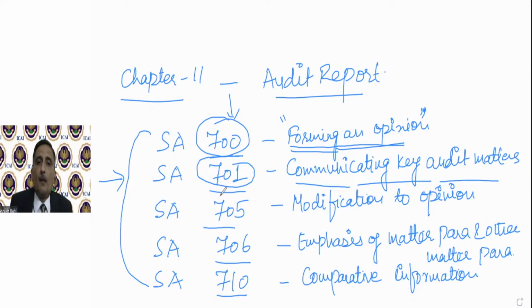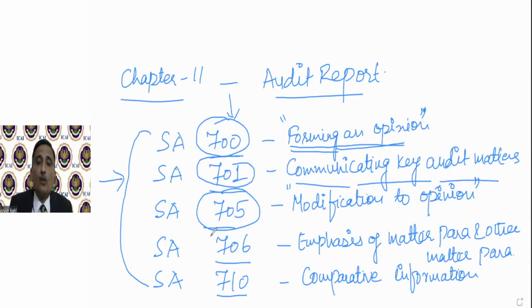We shall also be going through SA 705, which relates to modification to opinion. Say, if the auditor finds that there are material misstatements in financial statements, then how can he modify his opinion? What are the different types of modified opinion? So this we shall be studying through SA 705.